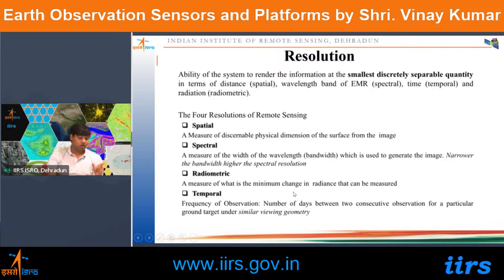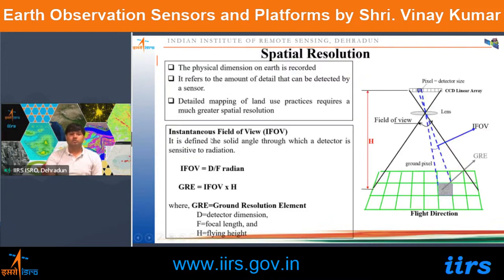it means whatever minimum energy level is recorded by your sensor, that is your radiometric resolution. So I'll talk one by one. Coming to spatial resolution, as I told, physical dimension on Earth is recorded. It refers to the amount of detail that can be detected by your sensor. So detailed mapping requires greater spatial resolution.